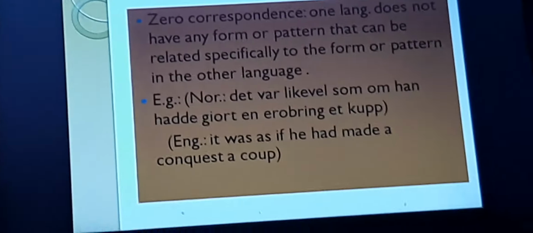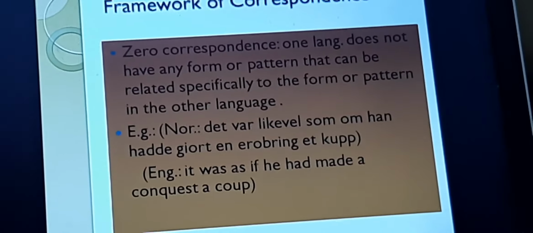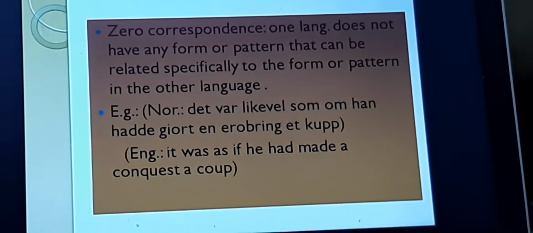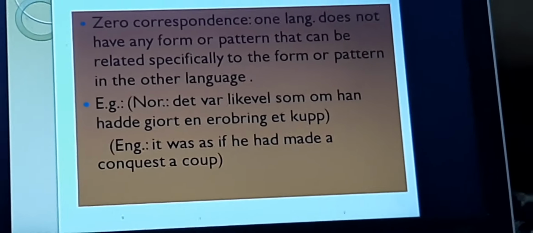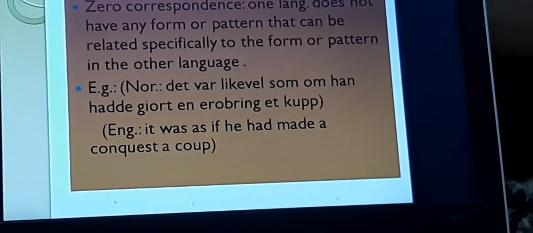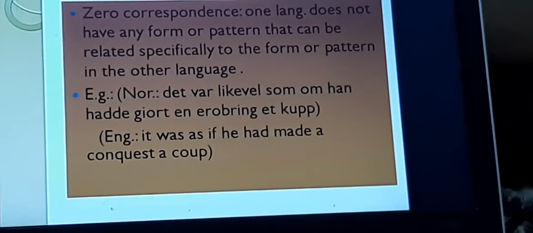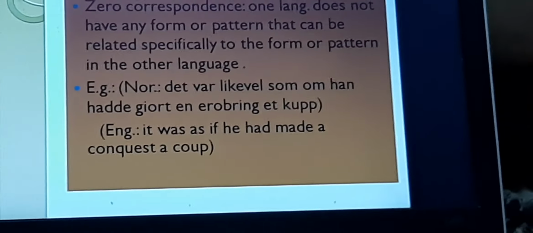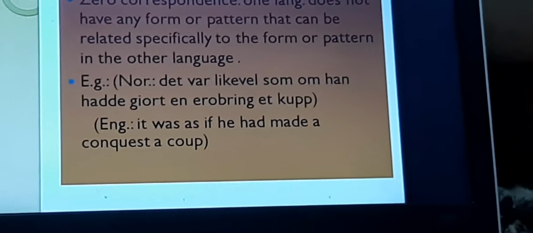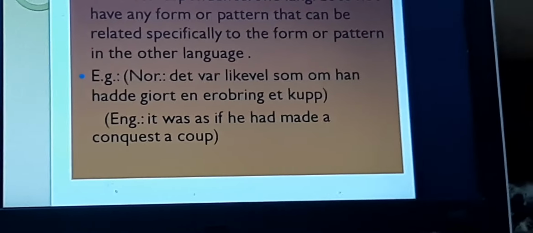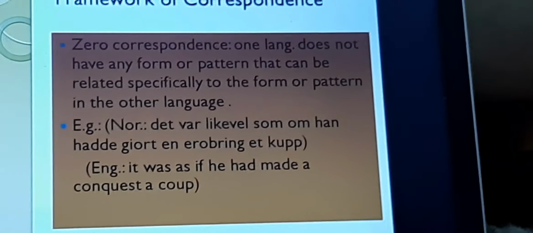Now, for zero correspondence, as the name suggests, we've got two languages. One of these two languages does not have any form or pattern that can be related specifically to the form or pattern in the other language. So it is zero correspondence.